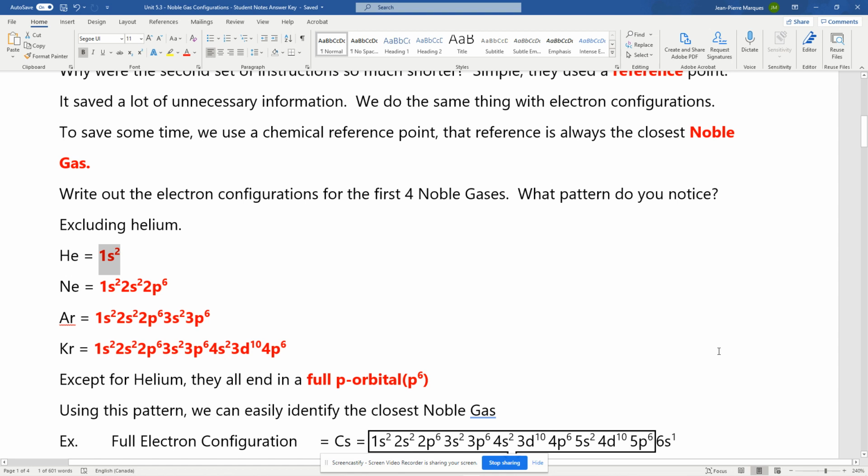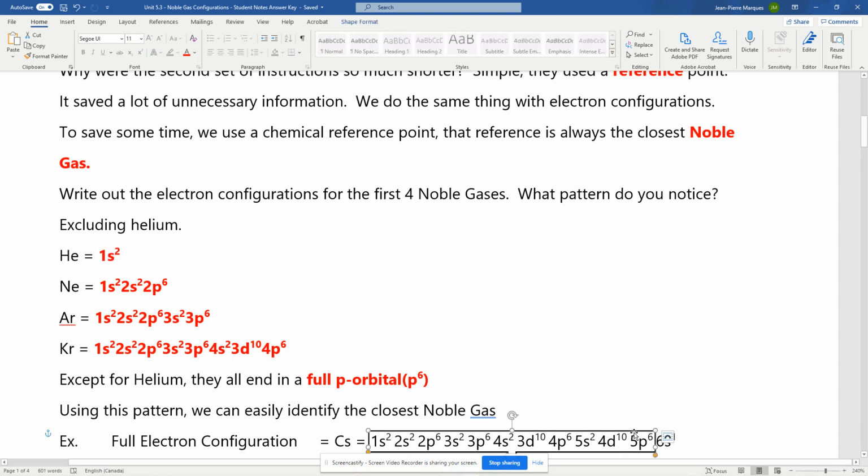How do you know when you have a noble gas? You're looking for, if it's helium, 1s2. As you go past helium, they all end in p6. So 1s2, 2p6, another noble gas. Keep going. 3p6, another noble gas. 4p6, another noble gas. 5p6, another noble gas. Are there any more noble gases? There are not. Therefore, I'm going to stop right there.